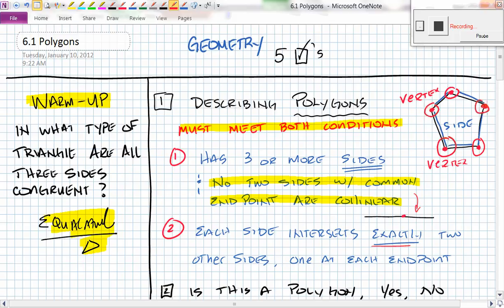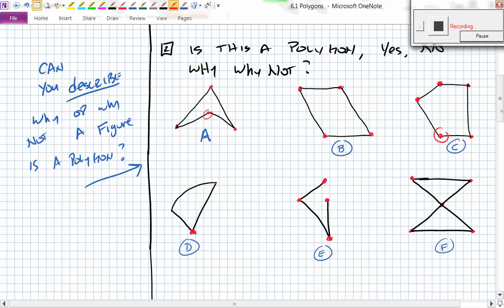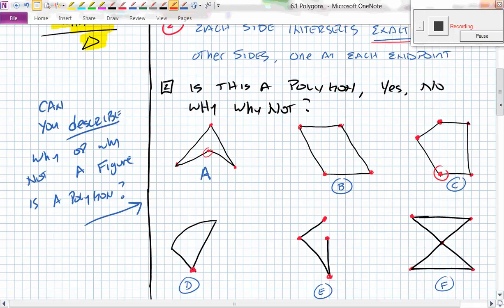Make sketches of these right here. They definitely don't need to be perfect, but make sketches, and I have 6 of them for you: sketches A, B, C, D, E, and F. We're going to look at all these different figures and decide, based on those 2 conditions, whether or not we think these are polygons. So make little sketches, and label them.